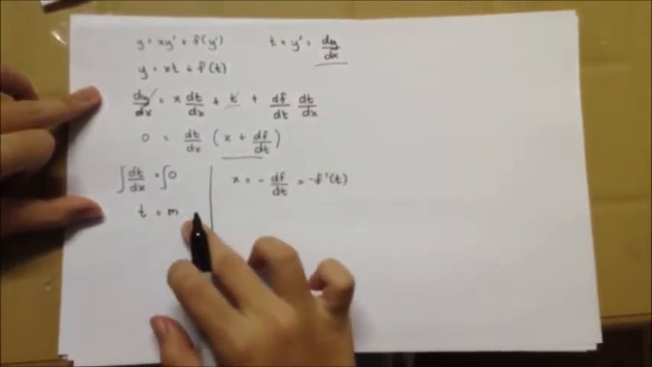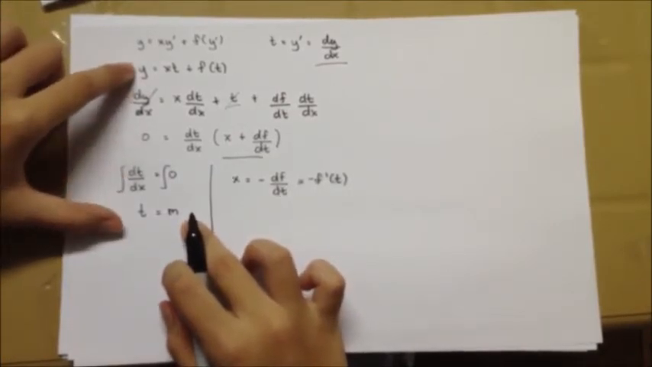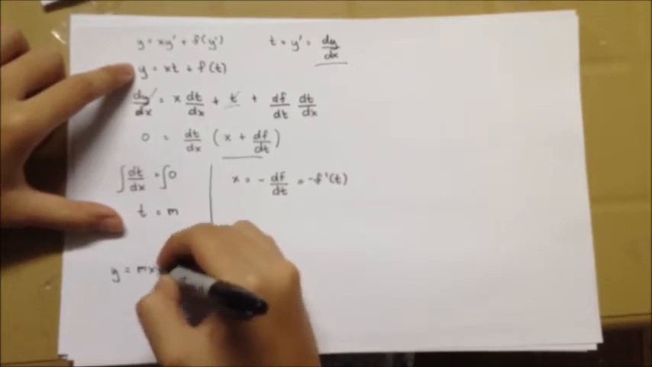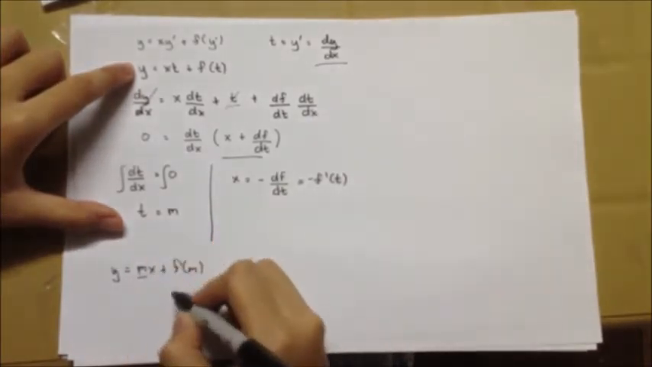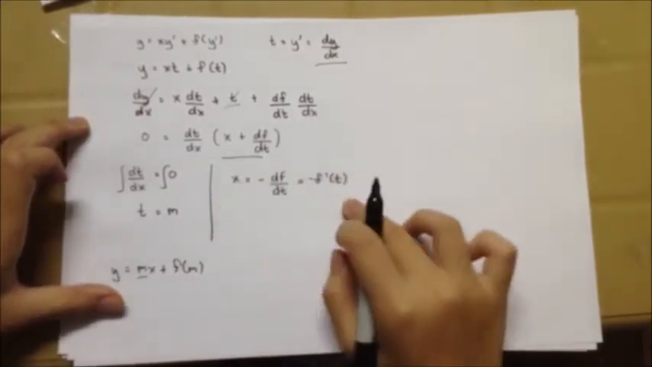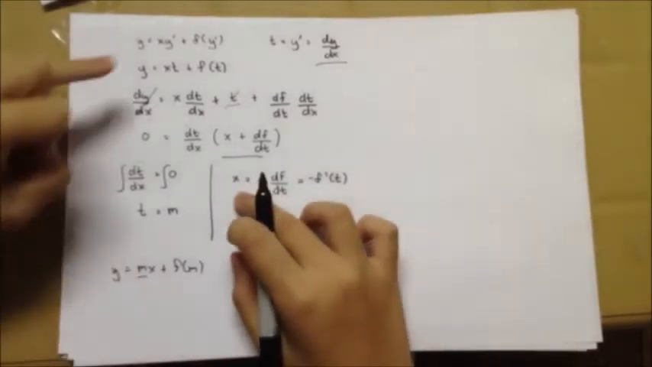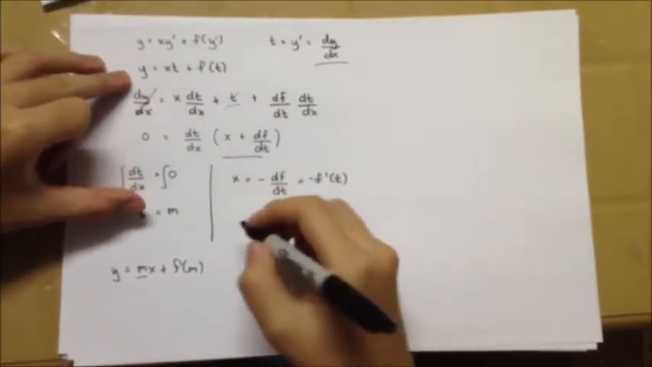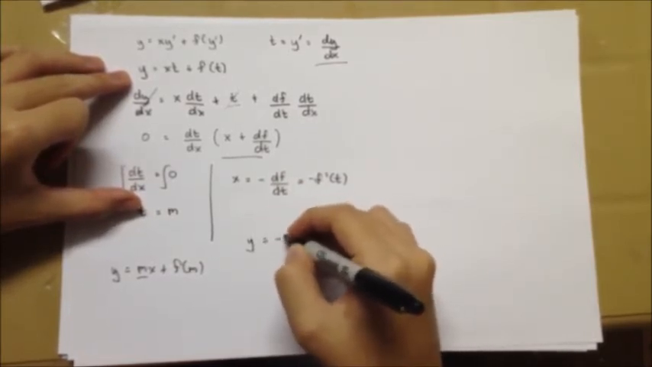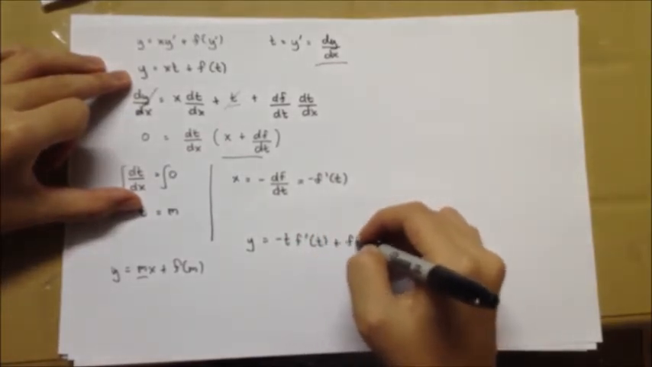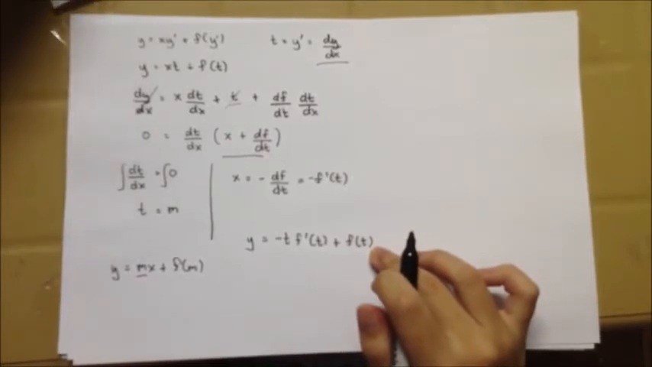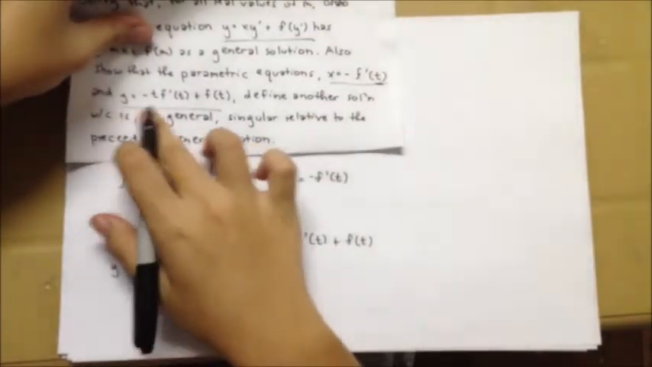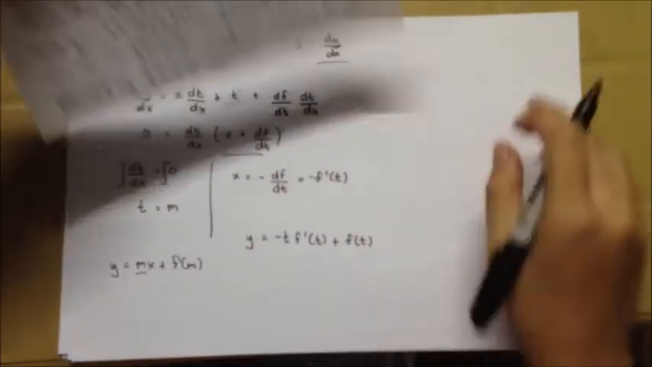Now, substituting this value to here, we will get the general solution of the Clairaut's equation. So y is equal to mx plus the function of m, where m is any constant, and thus this is a general solution. Here, we can replace the value of x and we will obtain a specific solution. I think that is called a singular solution for Clairaut's equation, which is y equal to negative t times the derivative of the function at t plus f of t, and this is our particular solution, which verifies the given parametric equations in the problem, a solution of our Clairaut's equation.